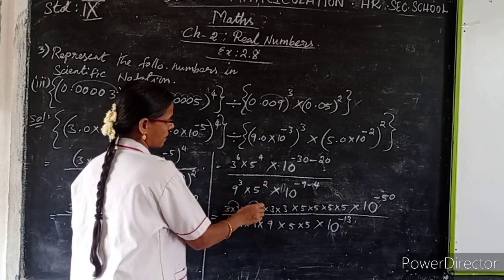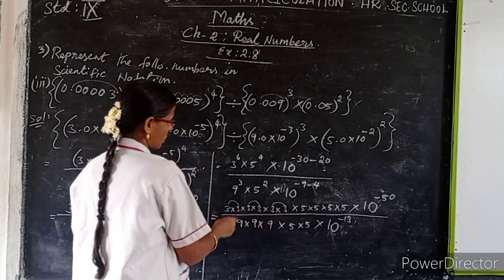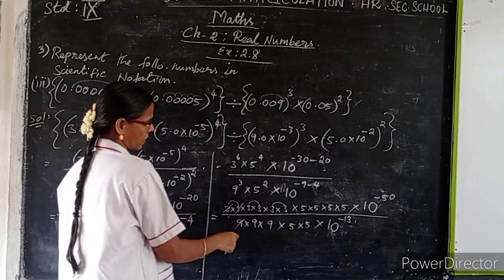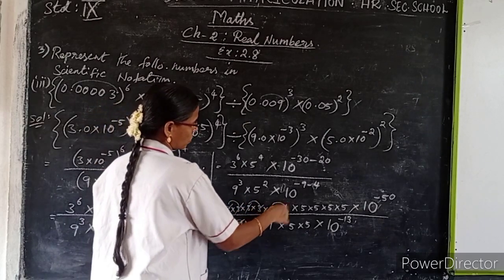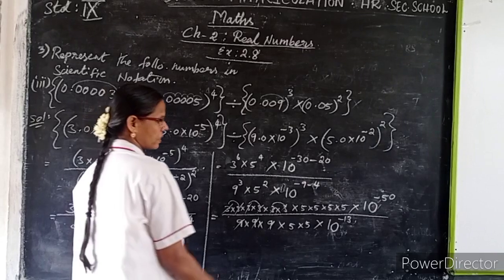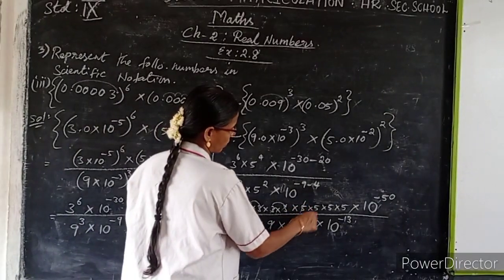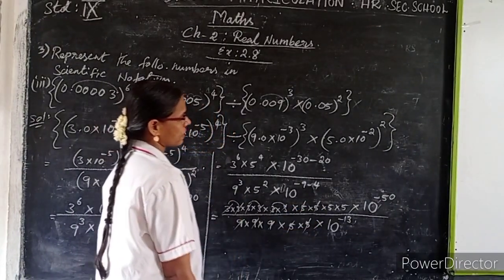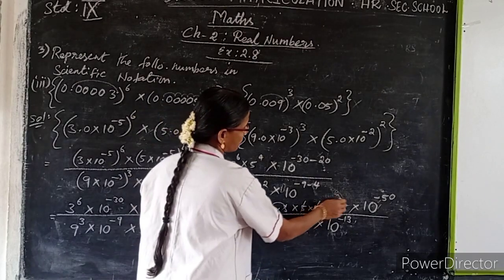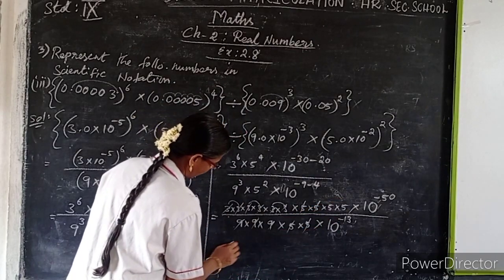So this 2, 3, 19. This 23, 19. This 23 is 198. Cancel. This 15, this 15. This 15, this 15. Get cancel. So remainder 5 is 25.